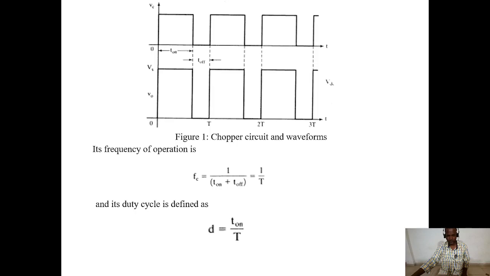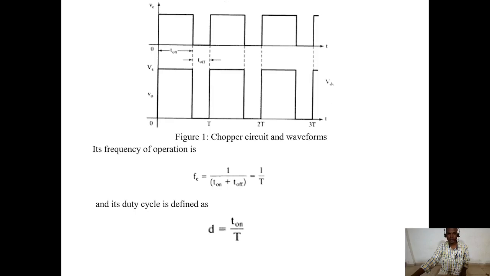Here Vc is the control voltage and Vs is the source voltage, with different on and off sequences. The on sequence we simply call the T on period, where the chopper is in the on state, and the off period is called T off, where the chopper is in the off state. The combination of on period and off period is the total time period T.